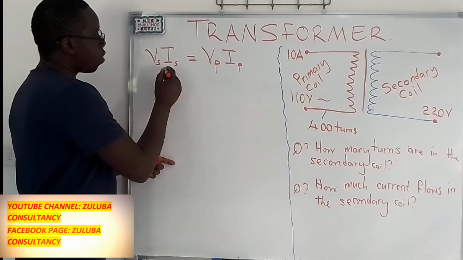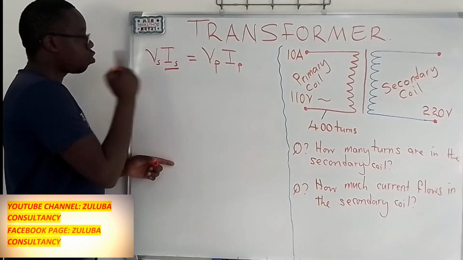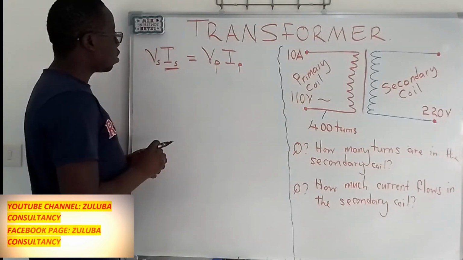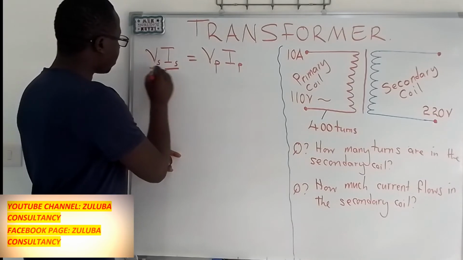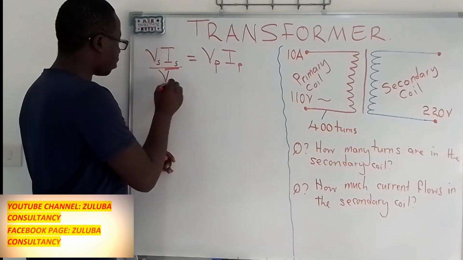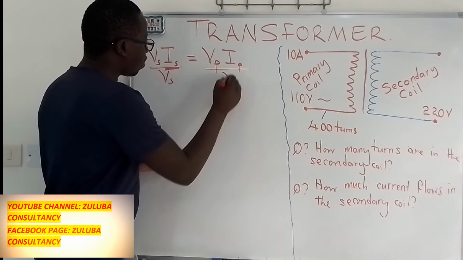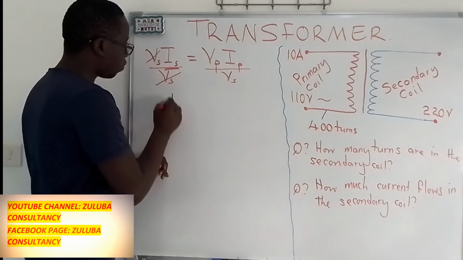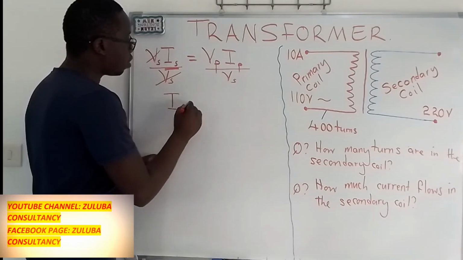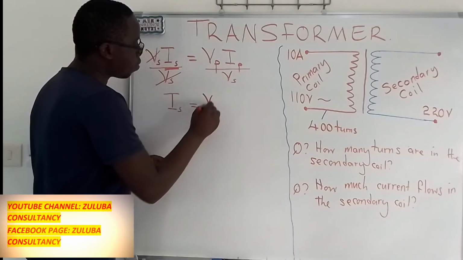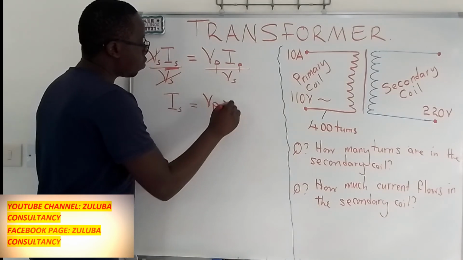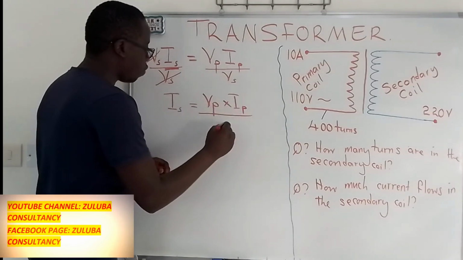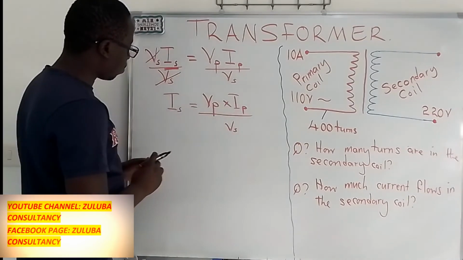We are being asked to find this, so we can simply make the current in the secondary coil the subject of the formula by dividing both sides by Vs. We simplify this, then you have the current in the secondary, Is, equal to the voltage in the primary multiplied by the current in the primary, divided by the voltage in the secondary.